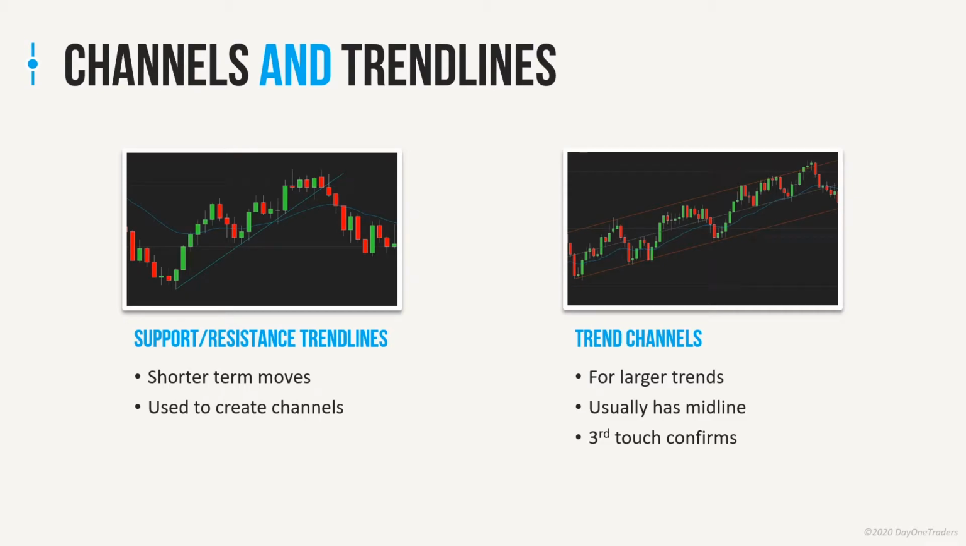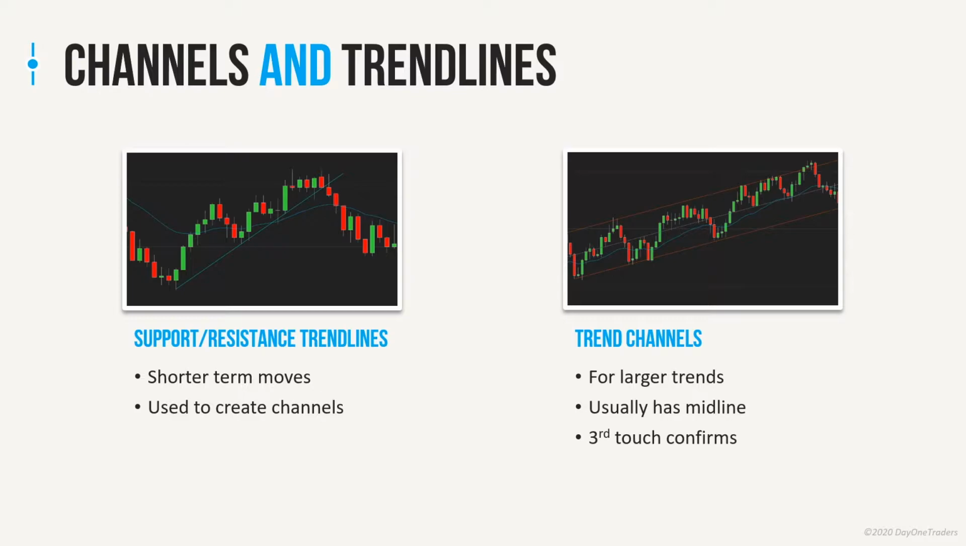So channels and trend lines, these are what we use to visualize and confirm what the overall trend is. These are really useful tools for helping us make that decision of what the trend is, and therefore which direction we need to be trading. Generally, trend lines are used for shorter term moves, and channels are used for broader overall trends and seeing what the larger trend is doing.